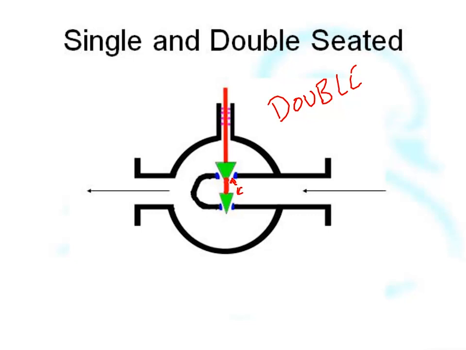Because it's much more balanced, you don't need such a big actuator. But the problem you get is that you have metal-to-metal seals. And when you have a metal-to-metal seal here and a metal-to-metal seal here, the way you seal a valve is you can actually unscrew this stem. The stem rotates because it's threaded at the top here. So what you do is you rotate the stem.